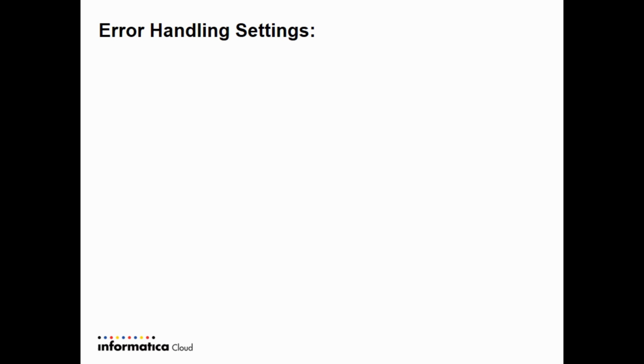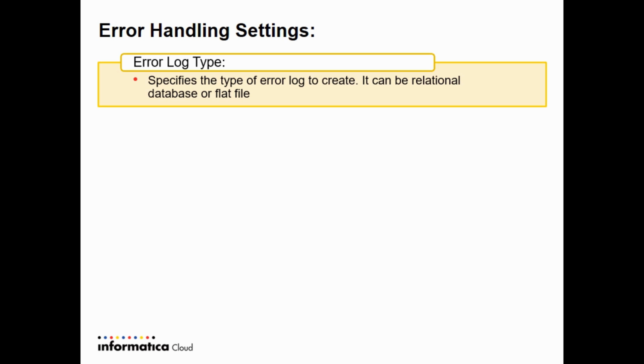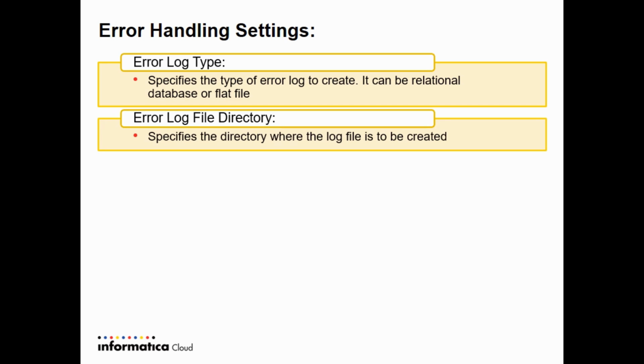The properties for these settings are error log type. This setting specifies the type of error log to be created. It can be a table in a relational database or a flat file. Error log file directory. This setting specifies the directory where the log file is to be created. This directory must be local to the system where the secure agent is installed.